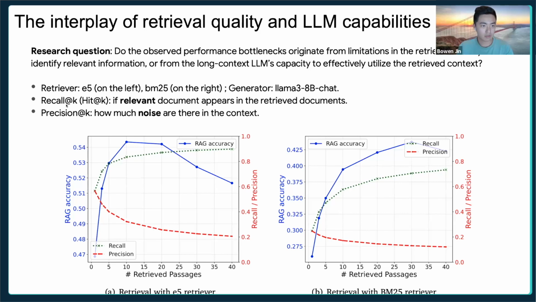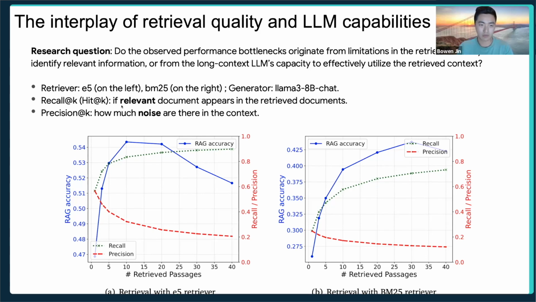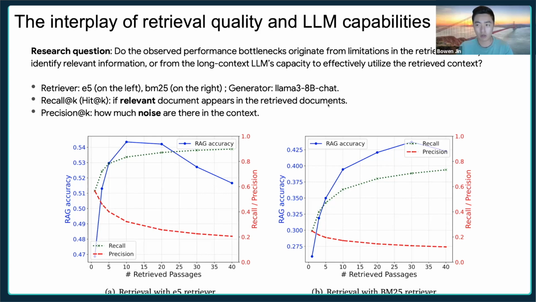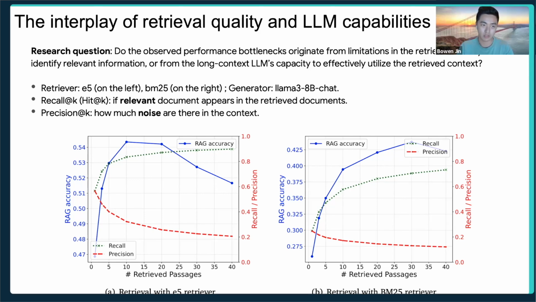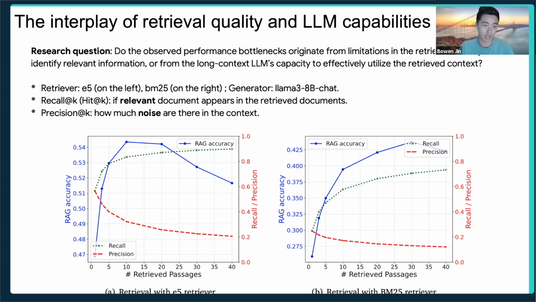And we print out the recall and precision of the retriever. Recall is just measuring if a relevant document appears in the retrieved documents. So for one query, if it can successfully retrieve at least one relevant document within the top K retrieved documents, we'll give recall at K to be 1 for this query, and the total recall at K is calculated as the average of all the query-level recall at K.